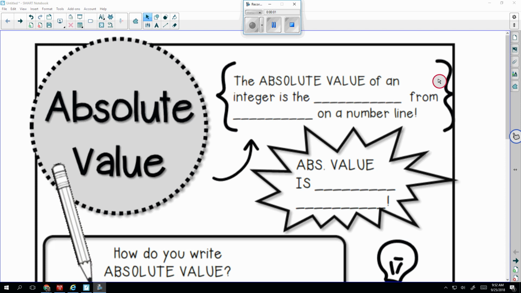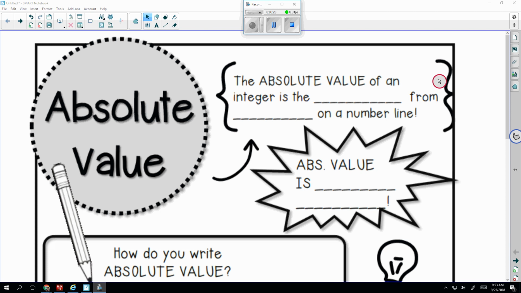Today we're going to talk about absolute value. Yesterday, what did we talk about? We talked about integers, and we talked about opposites. And what was an opposite? Negative. And the opposite has the same distance from 0. So could an opposite be negative? Yes. Absolute value is different, okay?